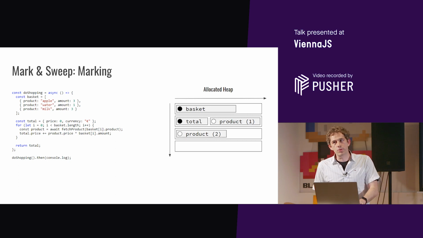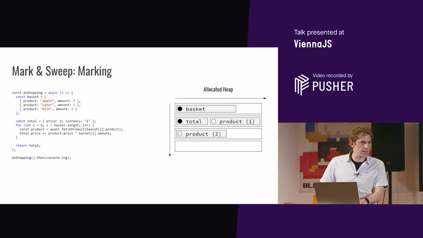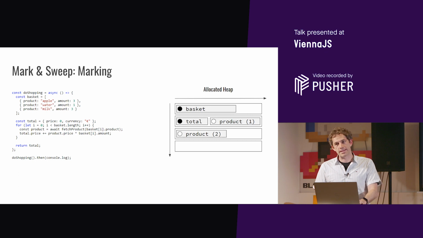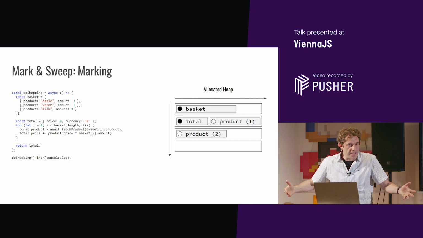And one route is the window object. The basket, actually no object of this list can be reached by the window object, but what also counts is the current stack. And from the current stack, we can access the basket, we can also access the total, but not the two products that have been created in the iterations before. And now the first ones are marked that they should stay there.